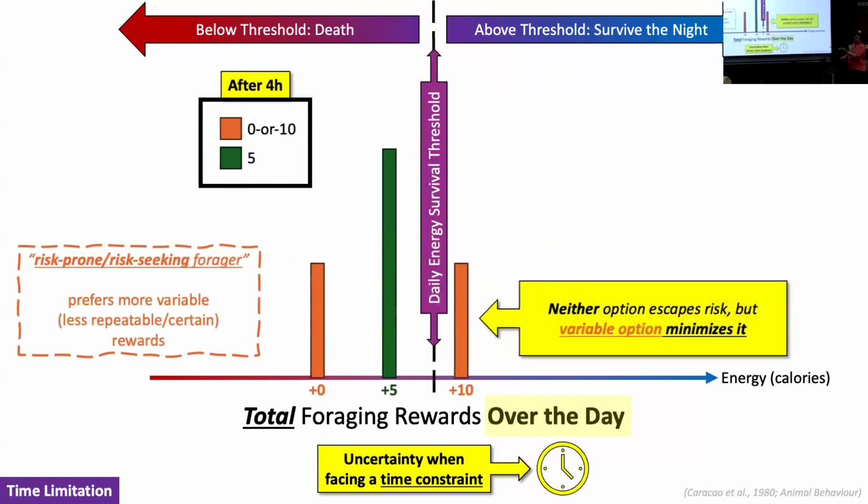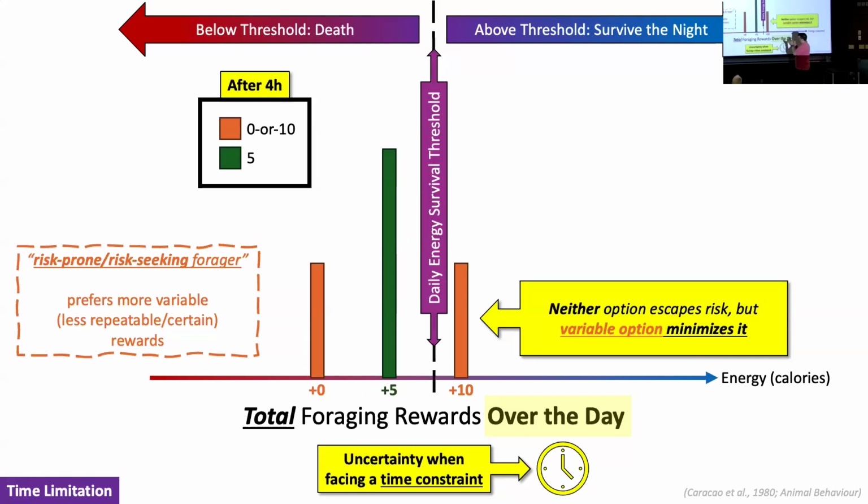But on the flip side of that, if you're starved, if you're the after-4-hour junco, then you're down here. And adding 5 calories does not get you over your survival threshold. Adding 10 calories does. So in this case, you might actually be a risk-prone or risk-seeking or variance-seeking forager, where you're going to prefer the more variable options. And so if neither option escapes the risk, the variable option minimizes it. This is weird behavior, right? At least it seems weird. Why would you ever prefer a variable reward?